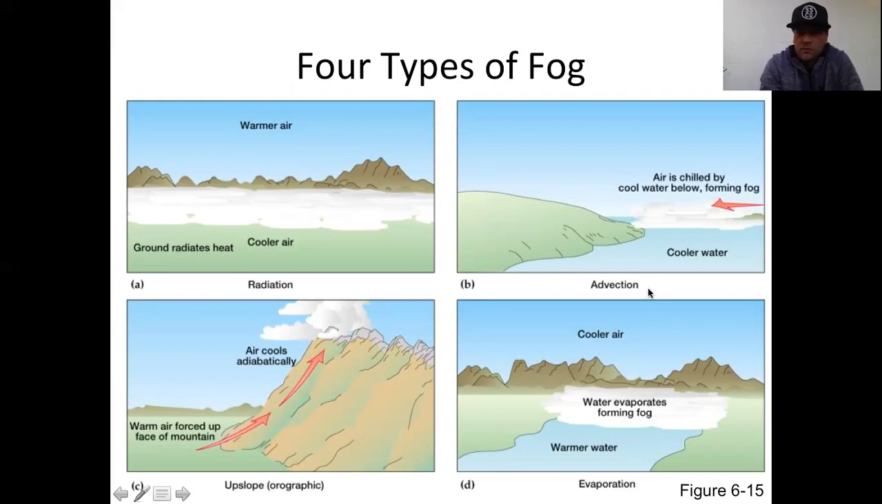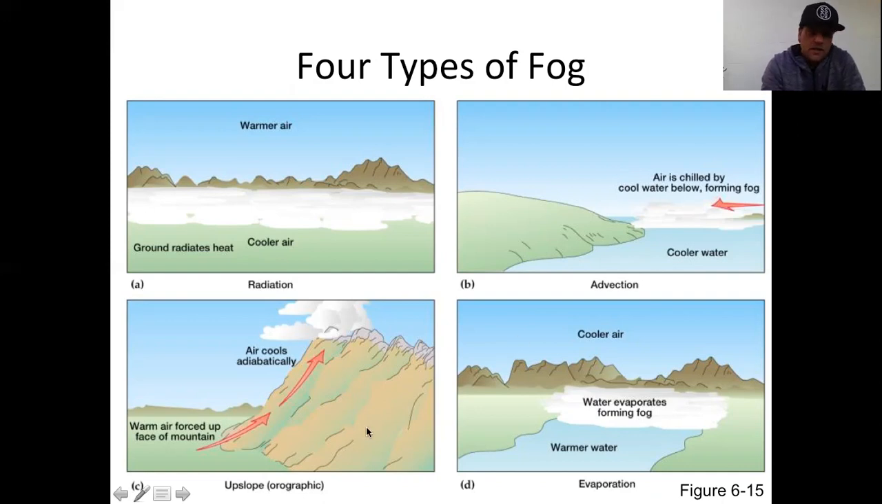Another example is what we call advection fog. For advection fog, you have this cold water. For example, if you've ever gone to San Francisco, especially in the summertime, you have this really cold water called the California current in the bay, and then air that's somewhat warm blows over the top of it, and that air is cooled and the fog ultimately is created.